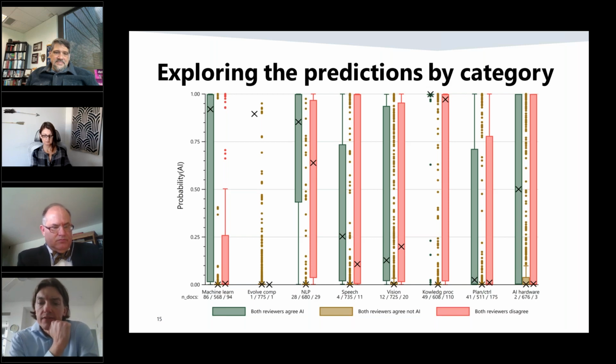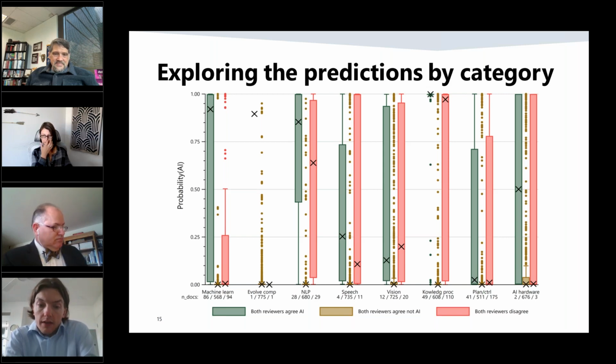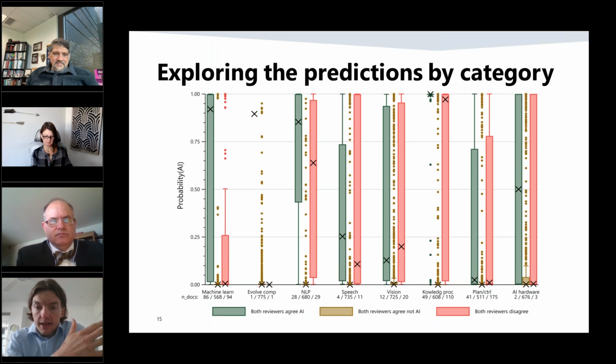And for example, if you look at planning and control, the green bar is where the patent examiners agreed that it was planning and control. And what we're actually plotting here is the box plot, or the distribution of our predictions with the model. And the median is the X, right? So for planning and control, if the examiners agreed that it was planning and control, the green bar, the X is quite low. So the median indicates that our machine learning model was saying that, the median at least, was that these were not planning and control. So in some sense, we might be under predicting planning and control, for example.